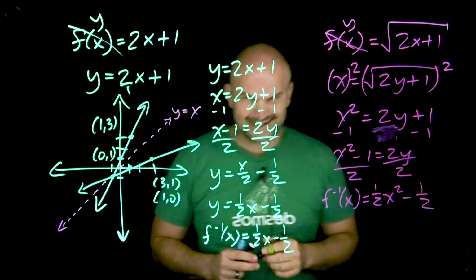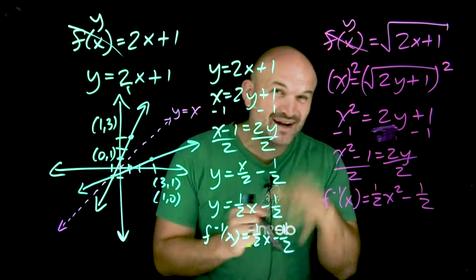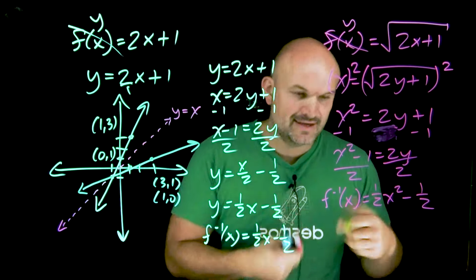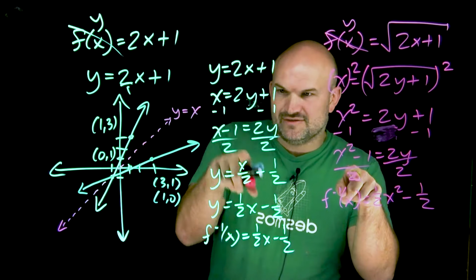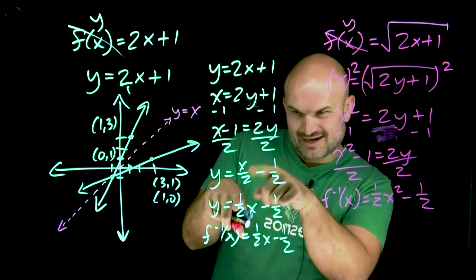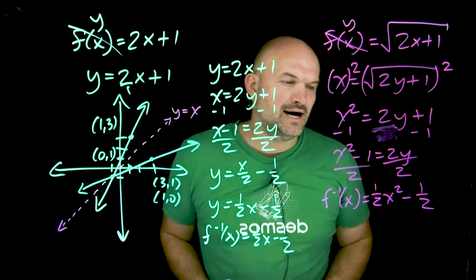Okay, so I skipped over a couple of steps because I want to get to the meat of what I'm trying to instruct. When I divide by 2, remember the 2 can divide into both of those terms. X squared divided by 2 can just be written as 1 half x squared, which I already did over here. And then we have minus 1 half.